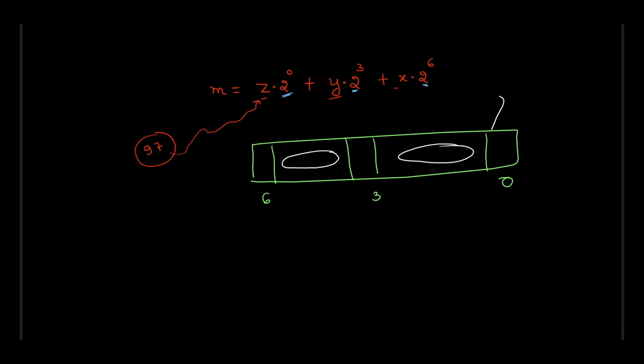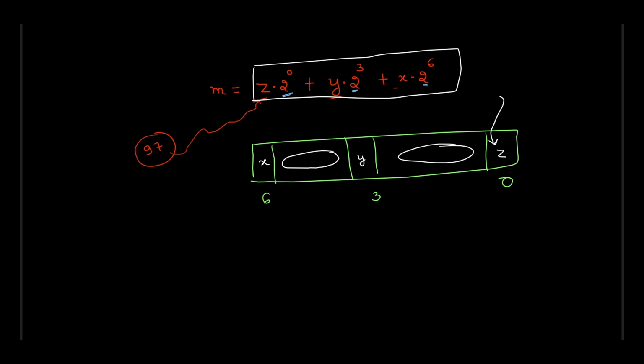And what will be the value at this bit position? So this value will be equal to z, this value will be equal to y, and this value will be equal to x. So how do you figure this out using some arithmetic? To do that, let's see how we can extract the value z from this equation.